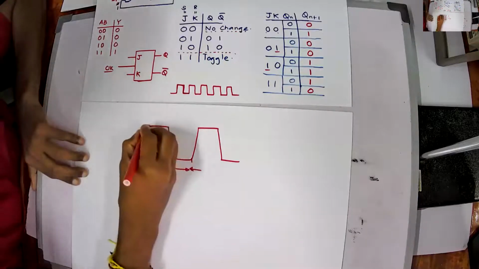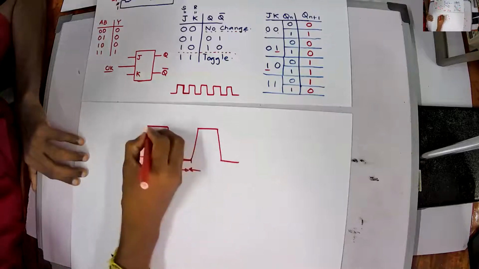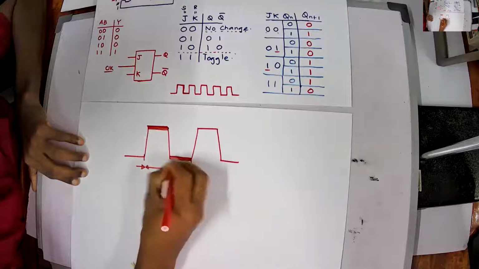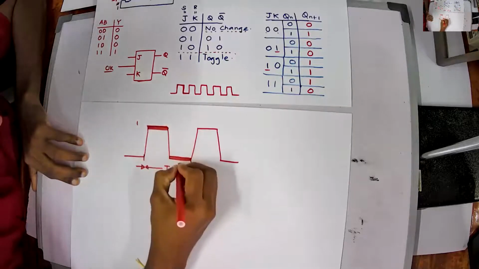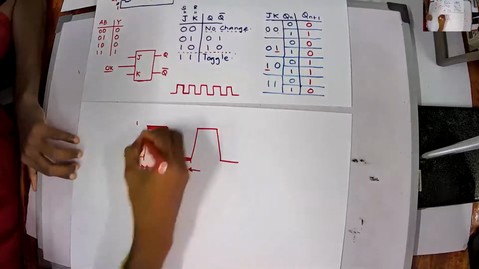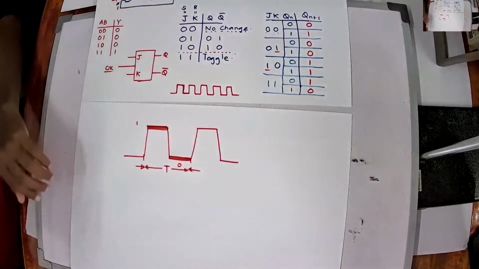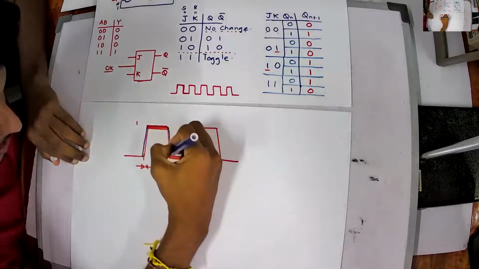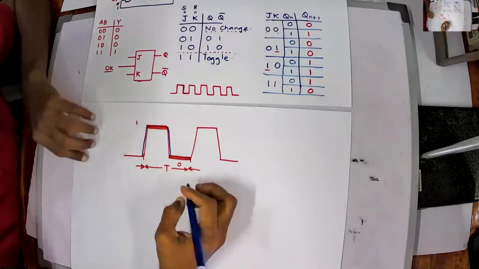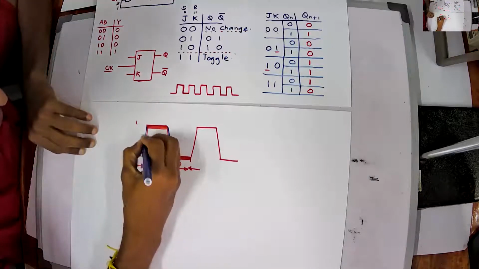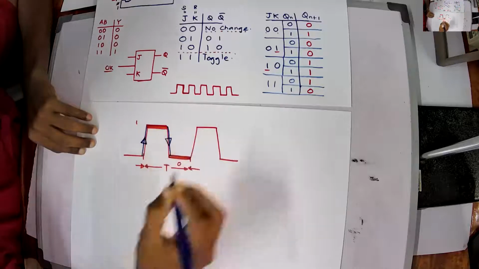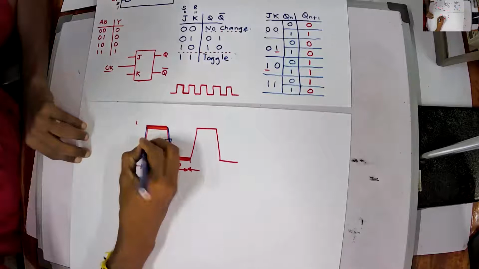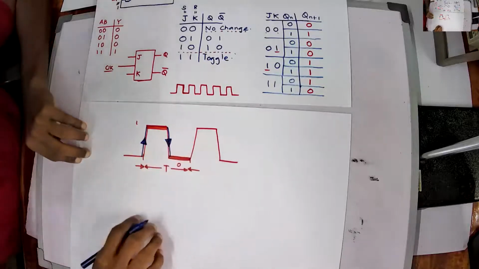Right, and then these two are called levels. This one is positive level 1 and this is level 0. And these are called edges. This one and this one are called edges. So this is called a positive edge and this is called a negative edge. This is called a positive edge and this one is called a negative edge.